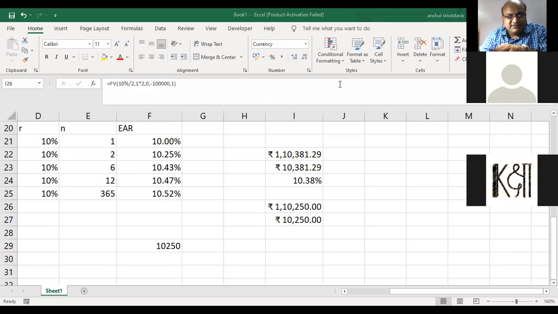But let me show you an interesting concept. This is only true for the product where the frequency of compounding is defined. But if the product is not market based. We cannot say this for a mutual fund, no? Because a mutual fund is not going to give you interest half yearly or quarterly.